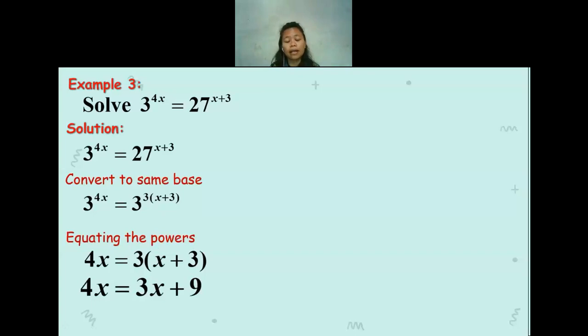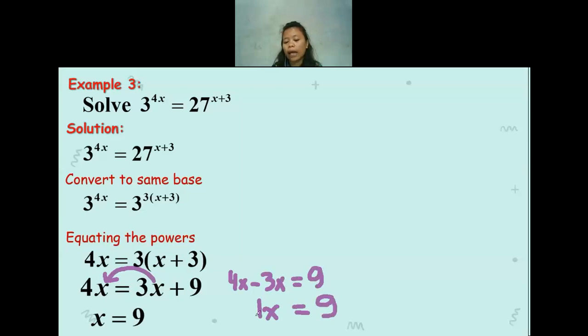Like this, we have to make sure that the variables are in the same column. So like 4x and 3x, I have to make them into the same column. So the 3x will be moved to the other side. When it is moved to the other side, the sign will be opposite. The 3x is positive, moved to the other side, it becomes negative. So we have 4x minus 3x, which is equal to 9. 4x minus 3x is equal to 1x. 1x is equal to 9.